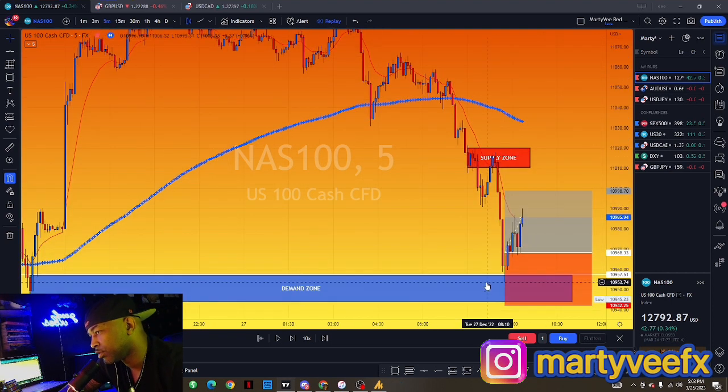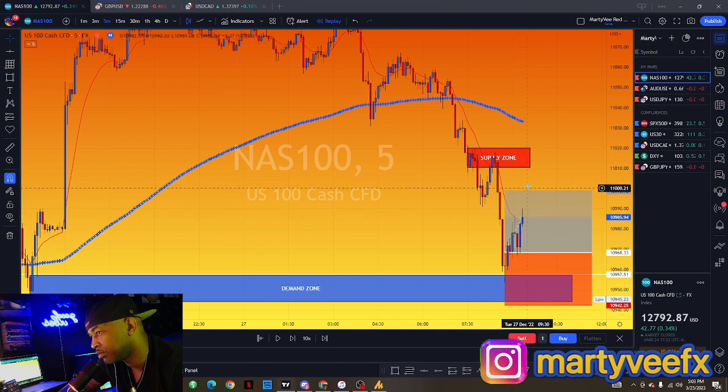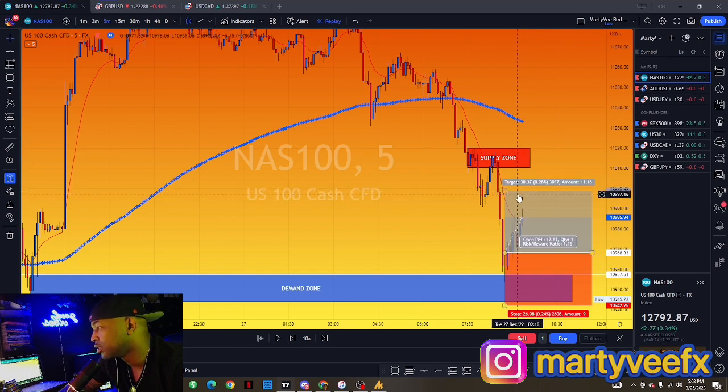So that's what I mean. It went against us. It started respecting this demand. Now you're in drawdown, and if you don't close out, you potentially get stopped out. I'm sorry, I'm thinking MMA, but you get stopped out. So that's what I mean by opposing zones.